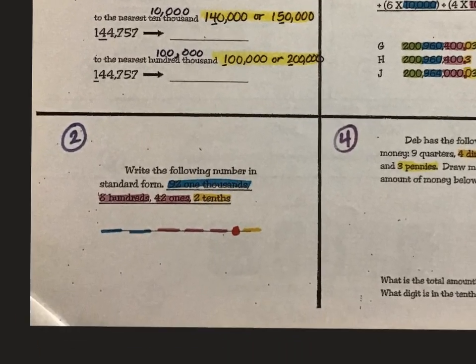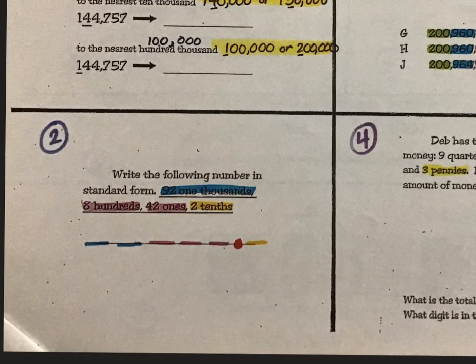Number 2. Write the following number in standard form: 92 1,000s, 800s, 42 ones, 2/10.